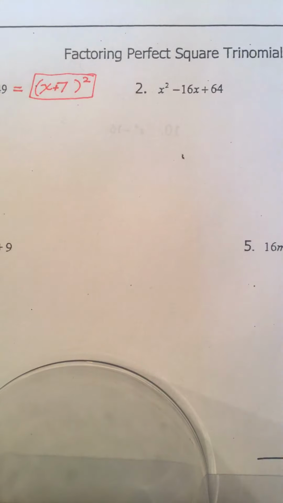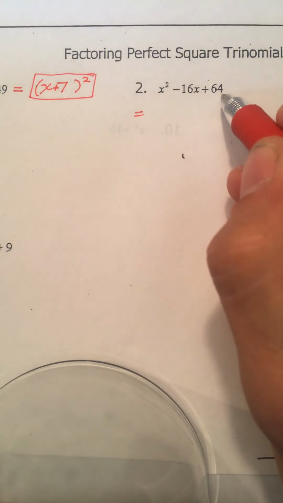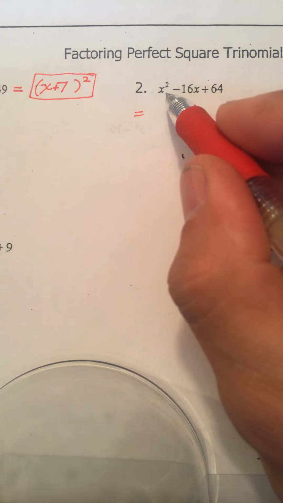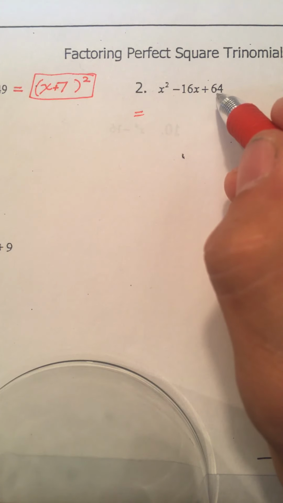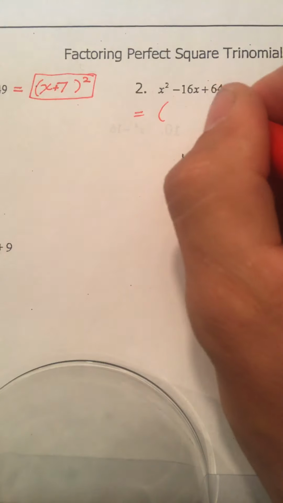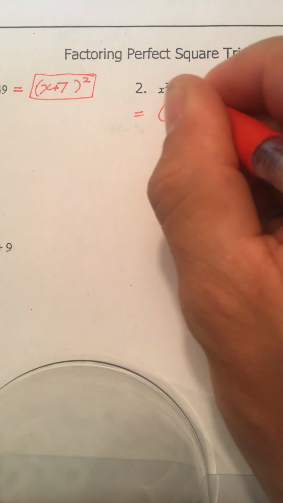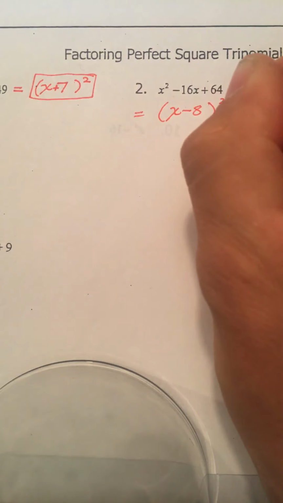Okay, we'll keep cruising here. Again, we notice this is a perfect square trinomial. This is a perfect square of x. This is a perfect square of 8. x times 8 times doubled would be 16x. So this could be factored as a binomial squared, which would be x, watch the signs, minus 8.